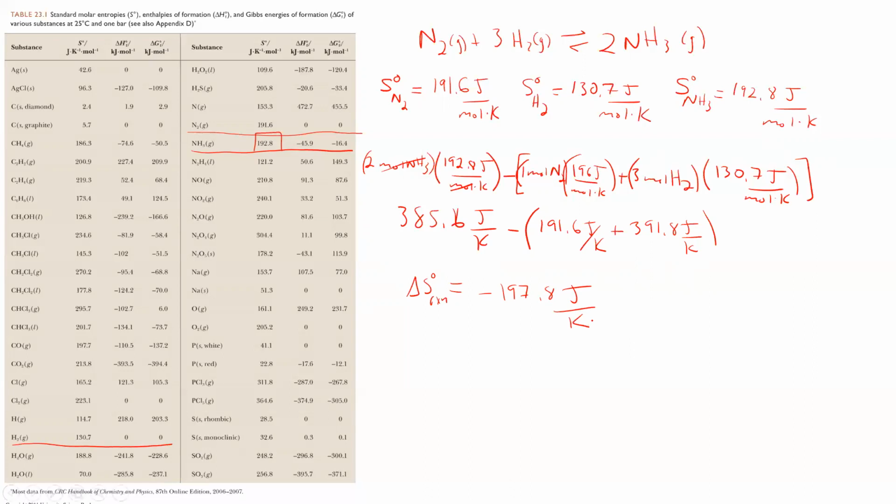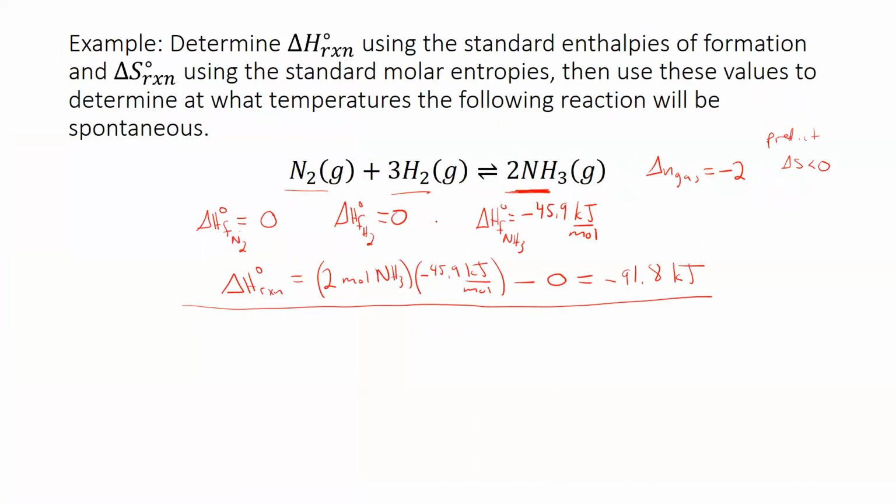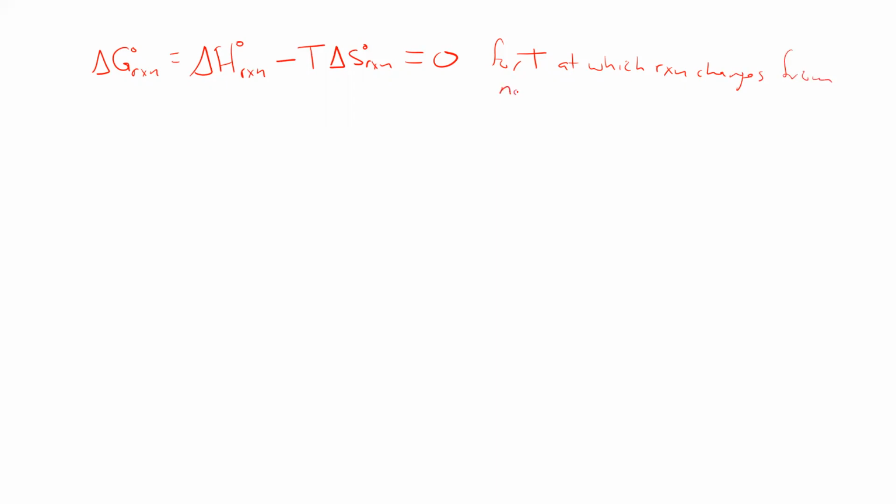So what we'll do is take that value, and the delta H naught of the reaction that we calculated on the previous page, and use them to figure out the temperature when delta G is 0. Delta G naught of the reaction is going to equal the delta H naught of the reaction minus T delta S naught of the reaction. And that's going to equal 0 at the temperature at which the reaction changes from non-spontaneous to spontaneous.